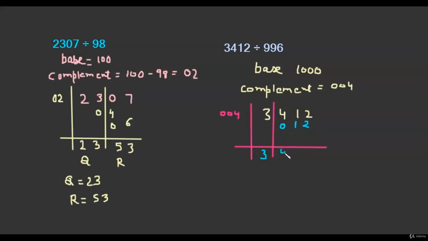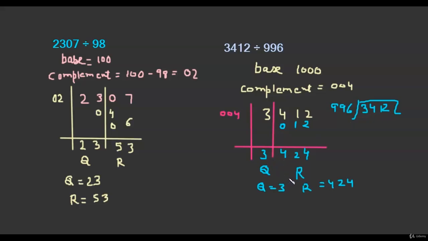Now we will add this. Now this is the remainder and this is the quotient. So the quotient is 3 and the remainder is 424. In the usual method, you have to put stress on your brain in deciding how many times 996 is going to divide 3412. Now here there is no stress on the brain. You can do it very easily.